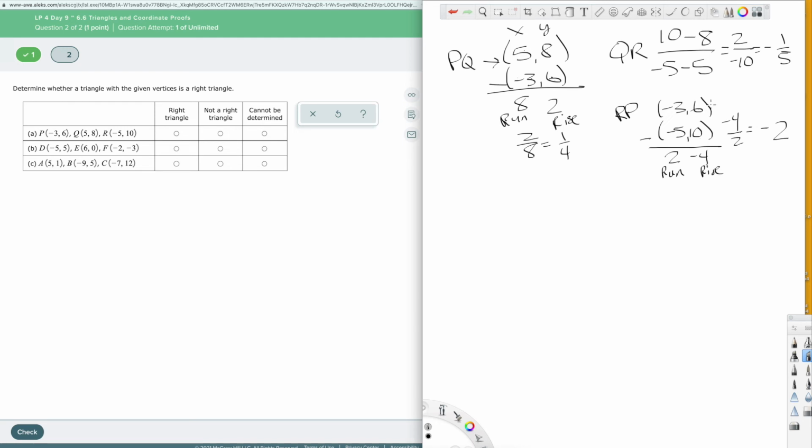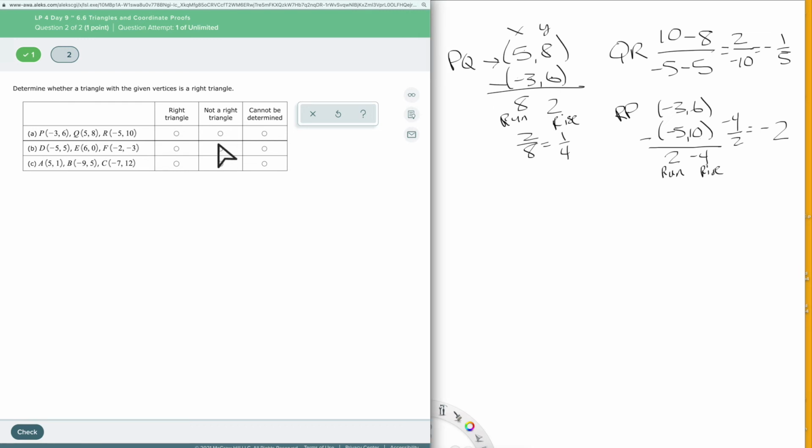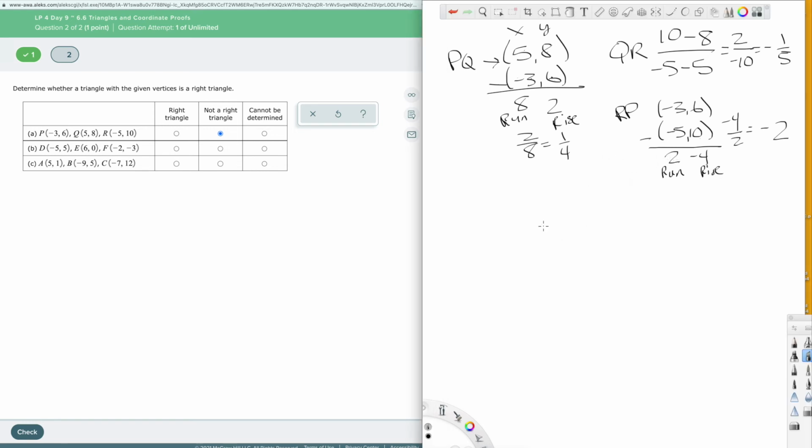None of these are negative reciprocals of each other. So this is not a right triangle. You're not going to say it cannot be determined. They are 3 sides to a triangle, and we're going to assume it says determine whether a triangle with the given vertices is a right triangle. So we're not assuming that it's not a triangle. It is a triangle. We're just deciding is it right or not right. And either there's going to be a negative reciprocal or there isn't. So that's all we're looking for here.